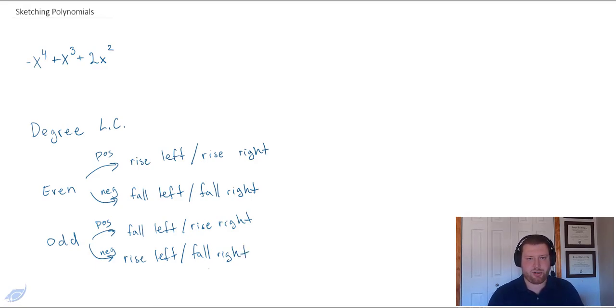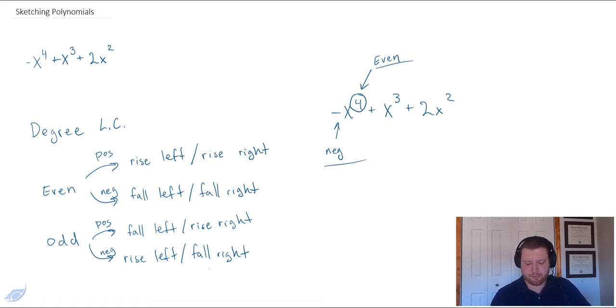So let's see which combination we're dealing with in this problem. We have negative x to the fourth plus x cubed plus 2x squared. Degree is the highest power. The highest power in this polynomial is this fourth power, which is even. And the leading coefficient is the coefficient in front of the term with that highest power. That coefficient is -1, which of course is a negative number. So we're dealing with even negative, which is this second case right here. So we're going to fall left and fall right.